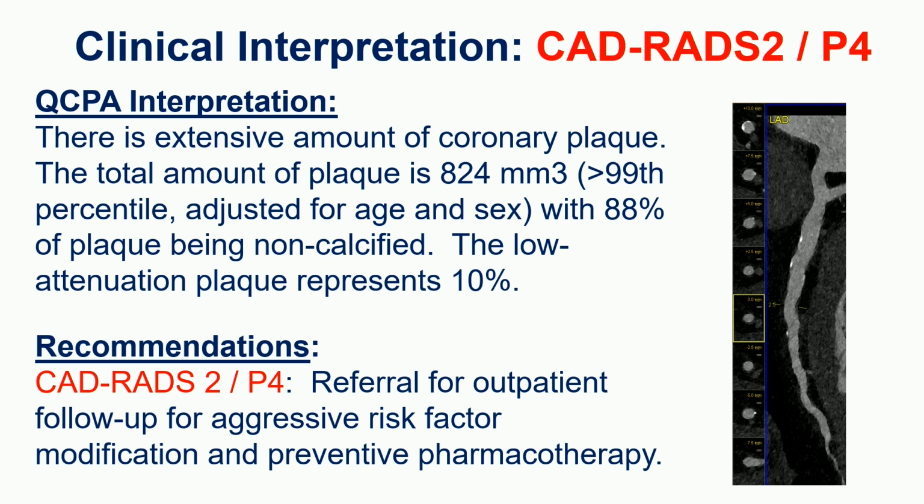And in the report, our interpretation is that there's an extensive amount of coronary plaque. The total amount of plaque is 824 cubic millimeters, which is more than the 99th percentile when adjusted for age and sex. 88% of the plaque is non-calcified, and the low attenuation plaque is 10% of the plaque. So generally more than 4% we would think of as high risk. 10% would really be a large proportion of low attenuation plaque.